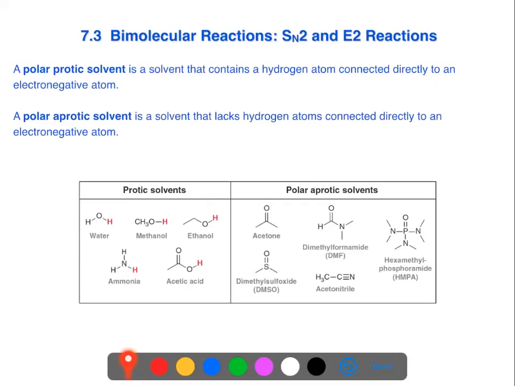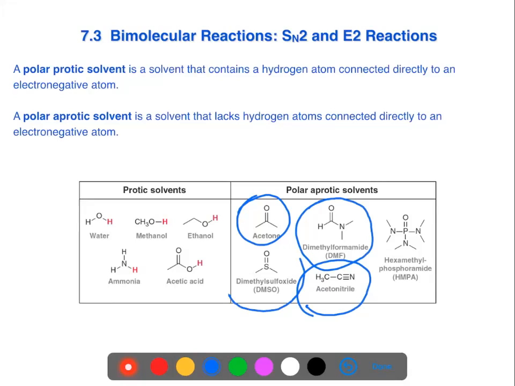So in terms of the polar aprotic solvents, it's good to familiarize yourself with acetone, dimethylformamide, which is shortened as DMF. Acetonitrile is also a good polar aprotic solvent. And finally, dimethyl sulfoxide is also a good solvent. We won't mention this one very much, but you may see it on a future assignment. But the four most common polar aprotic solvents that are discussed in this textbook are acetone, DMSO, DMF, and acetonitrile.